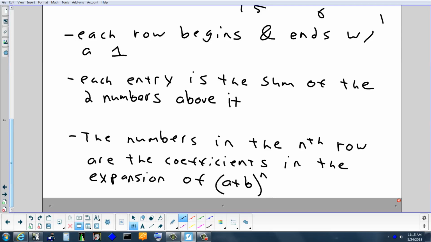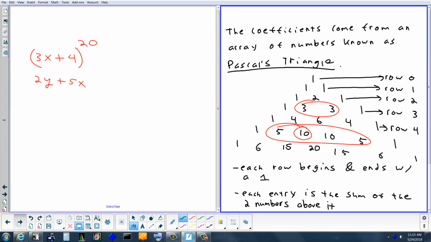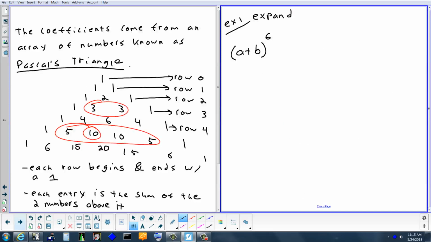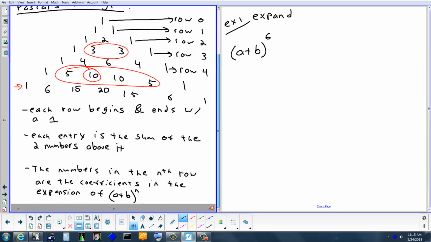All right. So when we start to expand, we'll start with something pretty simple. We'll start with something like x plus 6, or y plus 2 to the 5th or 6th power. So we'll do a plus b to the 6th. First thing I need is the 6th row in Pascal's triangle. I already have it. It's right there.